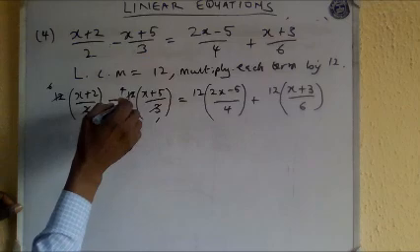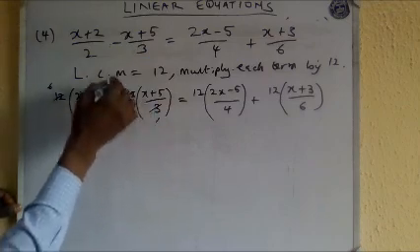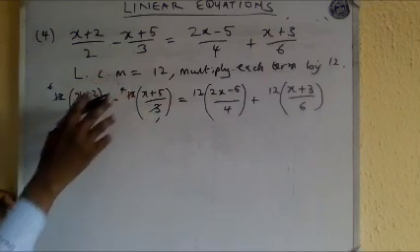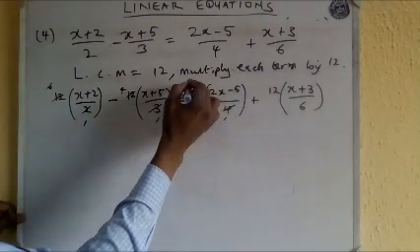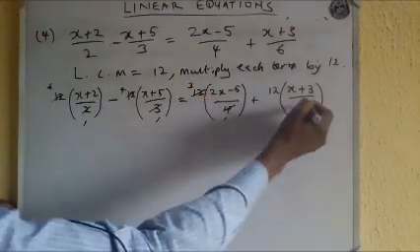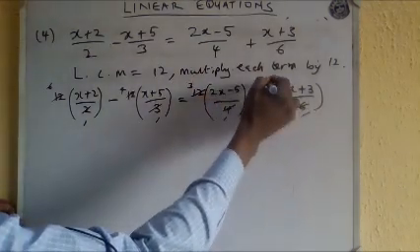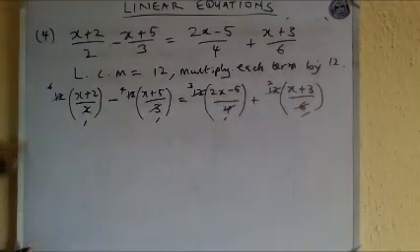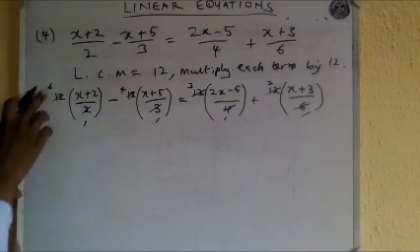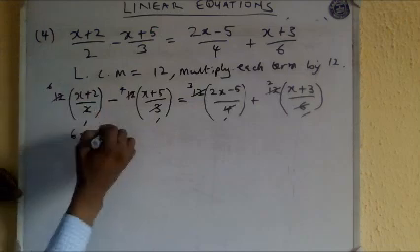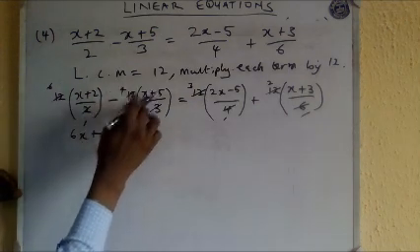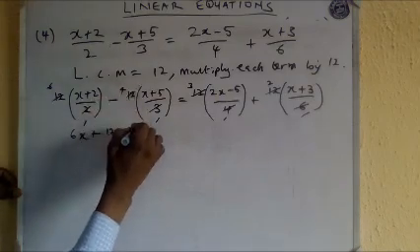Write your calculations clearly so that you don't miss anything. 4 here is 1, 4 here is 3, small 3 outside. And 6 here is 1, 6 here is 2 outside. So what I will do now, I will open up the brackets by what I have outside the bracket. So 6 times x is 6x plus 6 times 2 is 12 minus 4 times x is 4x.